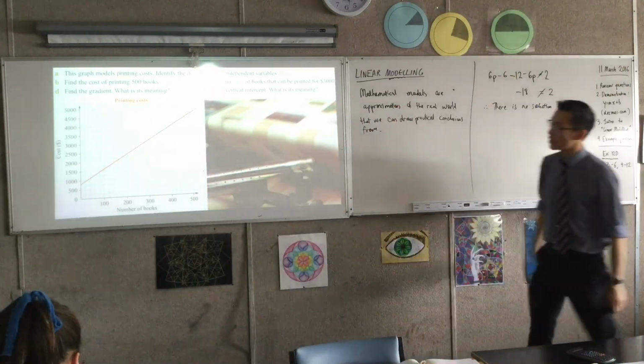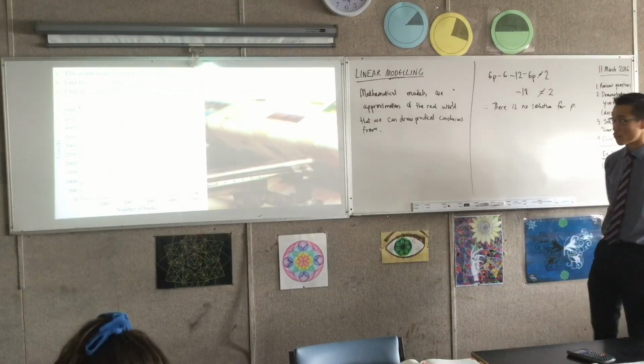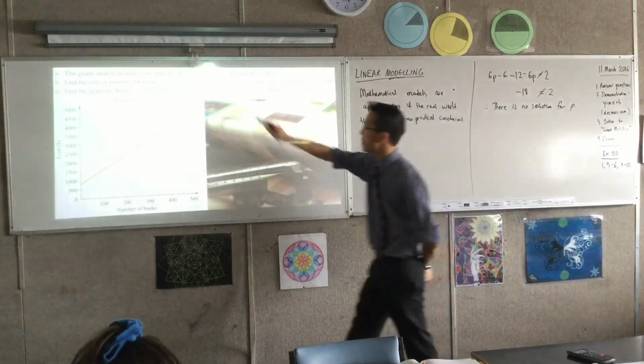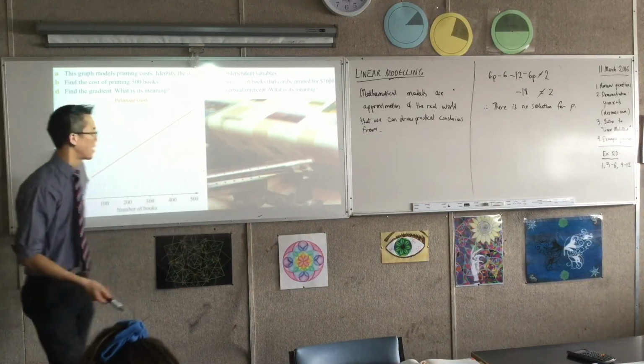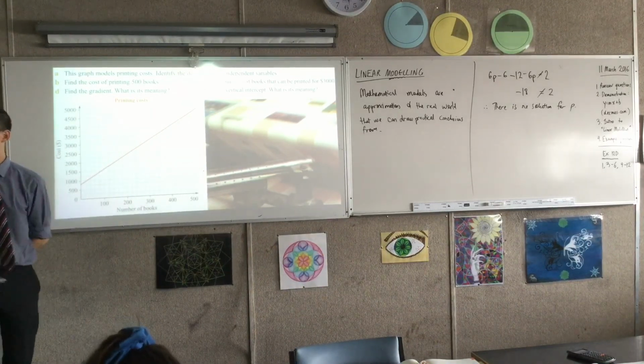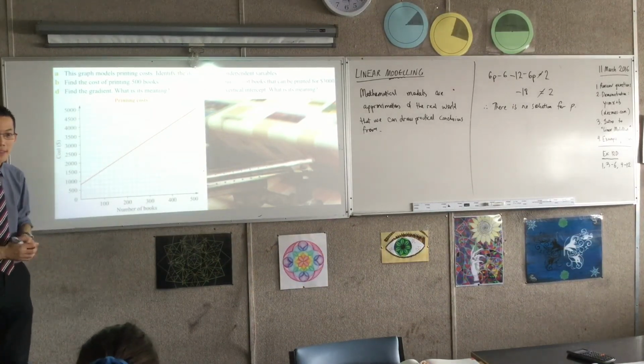Okay, so have a look at it. This graph models printing costs, identify the dependent and independent variables. Okay, this is the easy part. What are the two things being compared and which one is which? Any takers? Okay.